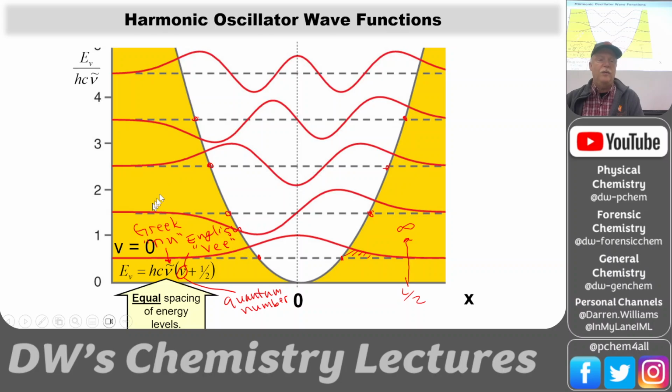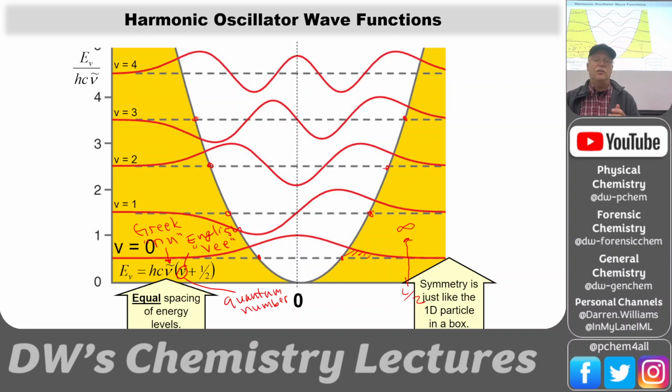And so these are the quantum numbers. Another difference is the vibrational motion starts with V equals 0. For a particle in a box, the ground state was n equals 1. So we're dealing with vibrational motion. We use the quantum number V for vibration. That's easy to remember. So it starts at V equals 0. And then V equals 1, 2, 3, 4, and so on.